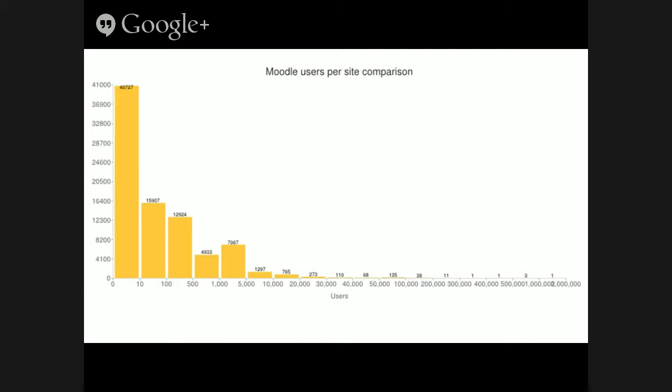And this is how it's used. Now, if you look at the graph here, you have 0 to 10 institutions have 41,000 registered users, like the Open University in the UK. Between 10 and 100 registered users, you have 16,400 institutions. Between 100 and 500 registered users, you have 12,900, and so on. So these are the users registered in the site, and these are the number of institutions using them.